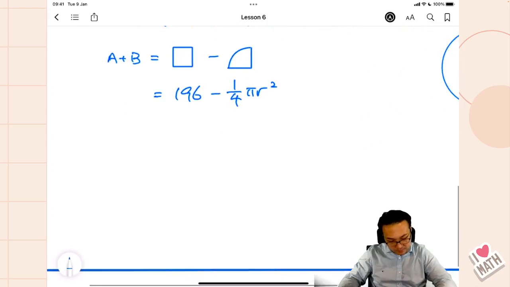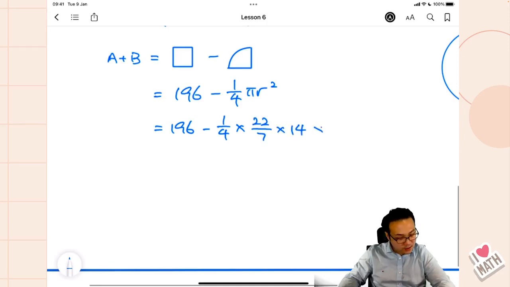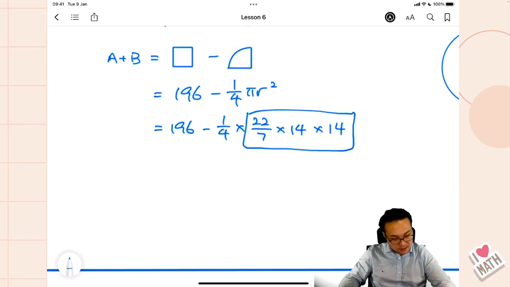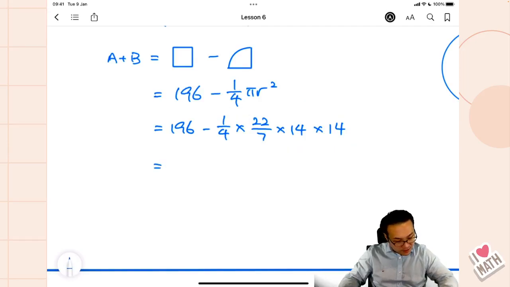Let's write it down. 196 minus 1/4 of the circle. The circle is pi times the radius times the radius. So students, this is the circle. And 1/4 of the circle. Okay? Now let's simplify our work.